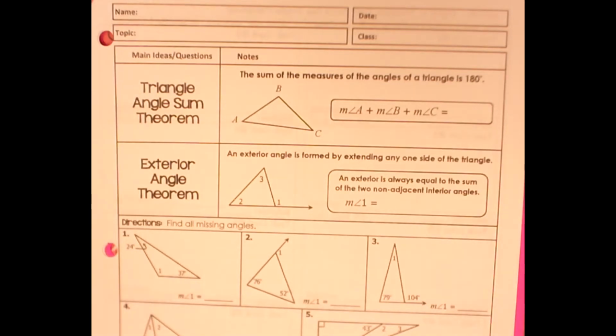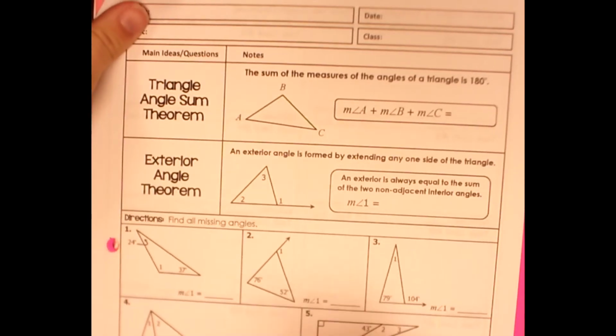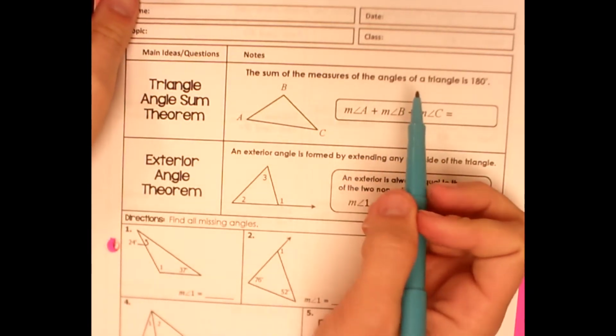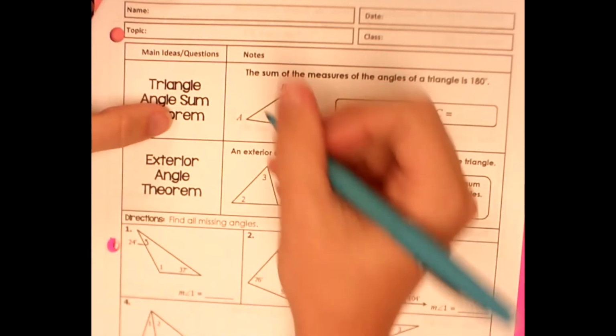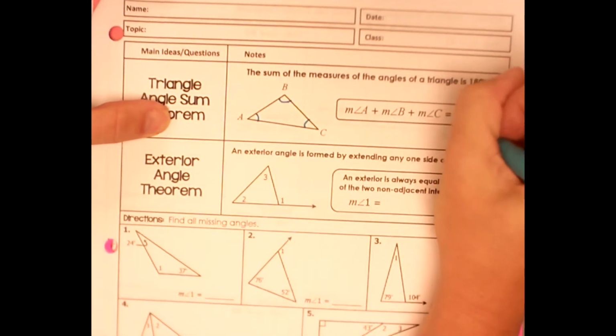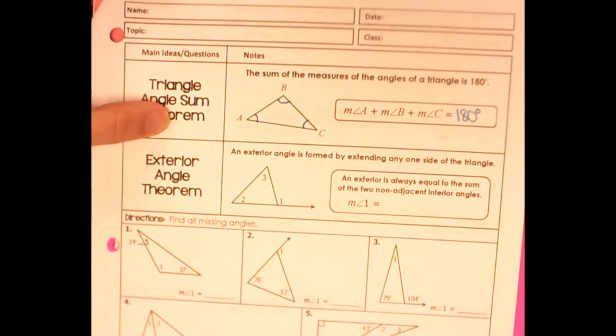Okay, so now that you've completed your explore activity for the triangle angle sum theorem and your exterior angle theorem, let's go ahead and write it out. The sum of the measures of the angles of a triangle is equal to 180. So that means that angle A plus angle B plus angle C should all add up to 180 degrees.